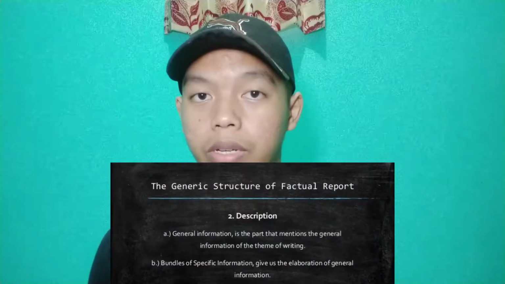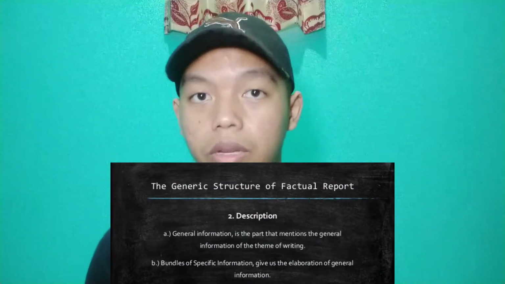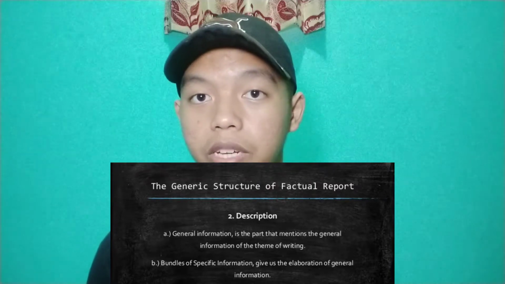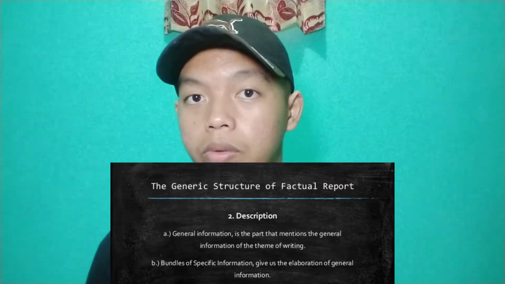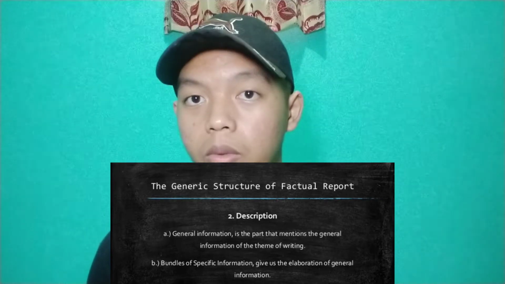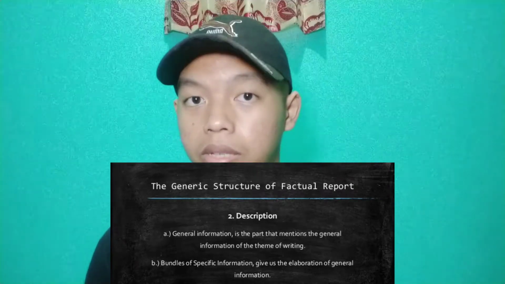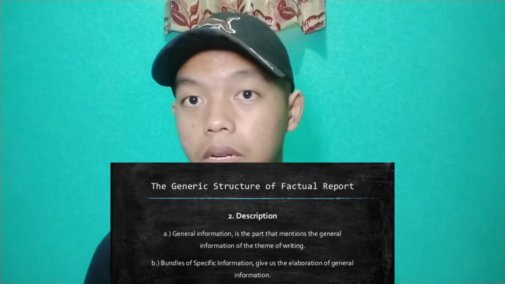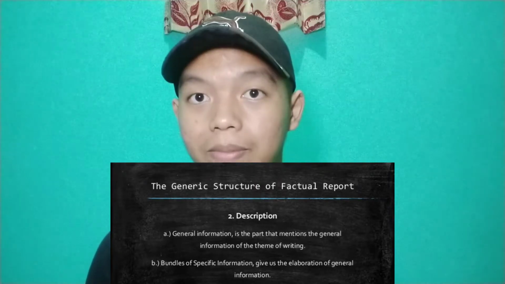The second is description. This description has two more points. The first one is general information. General information is the part that mentions the general information of the theme of writing. And the second is bundles of specific information that give us the elaboration of the general information.